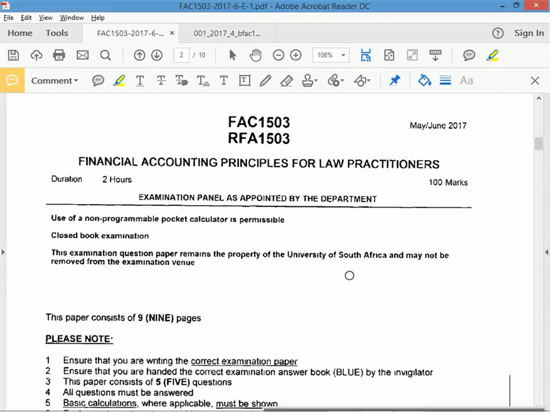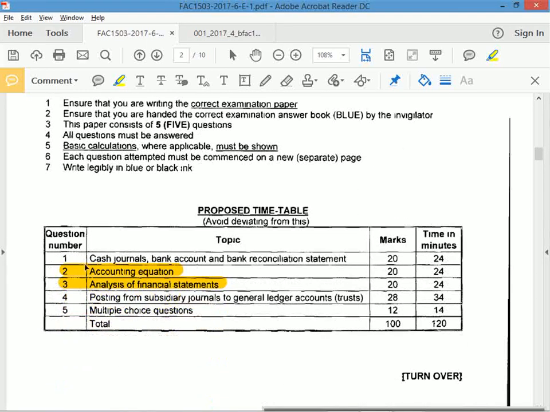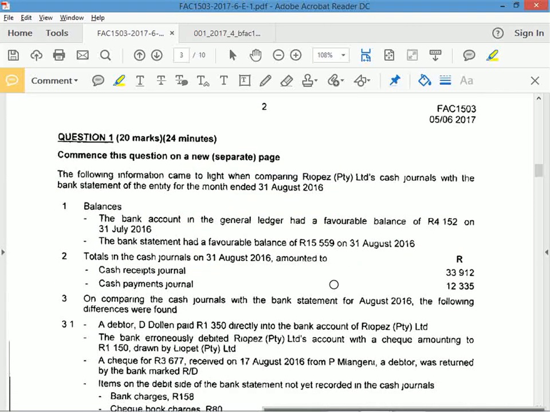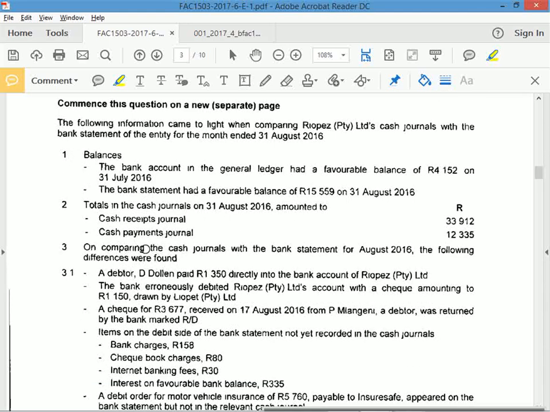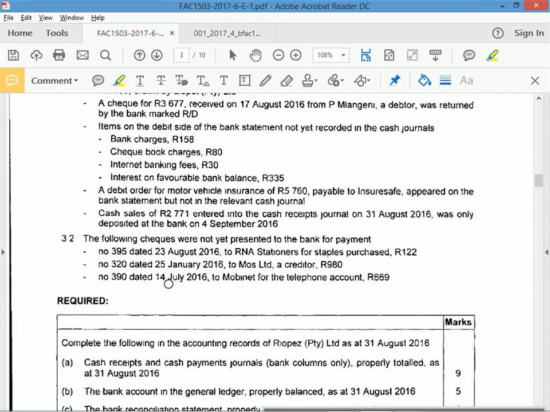May/June 2017, we're now looking at question number 1, the bank reconciliation question. Again, it's a short question, 24 minutes, 20 marks, and we need to draw up journals, the bank account, and the bank reconciliation statement. That's what's asked for in the question. Question 1, they give you a list of balances, totals. They told you to compare the cash journals to the bank statement. Then there's a bit more information there.